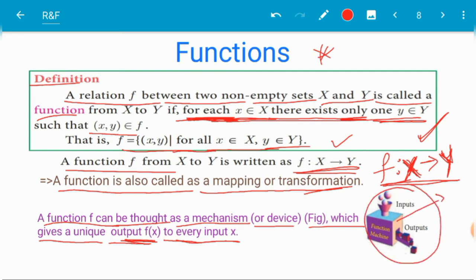Suppose it is a fruit mixer. If you put apples, you will get apple juice. Yes or no? If you put mango here, you will get mango juice. If you put grapes here, then you will get grape juice. Like this, for every input, it is giving a unique output. Like this also you can remember. Super important concept. I will make you understand by taking some examples.